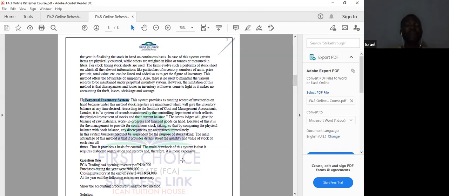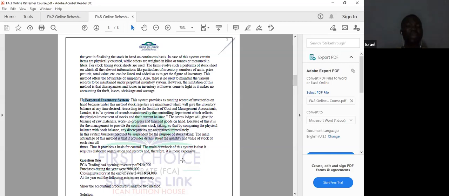And the beauty about it is that it does not wait until the end of the period before it realizes that an issue has occurred, compared to the periodic. Under the periodic, any mistake or any stolen item will not be easily identified until the end of the year. So it encourages theft, losses, shrinkage, and wastage a lot.